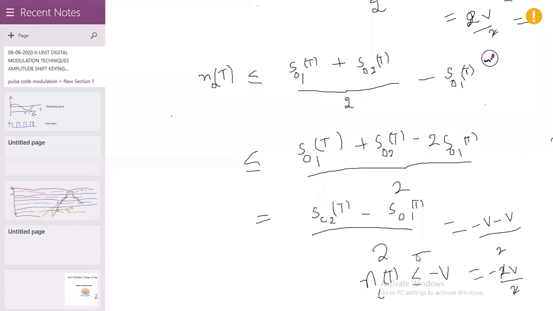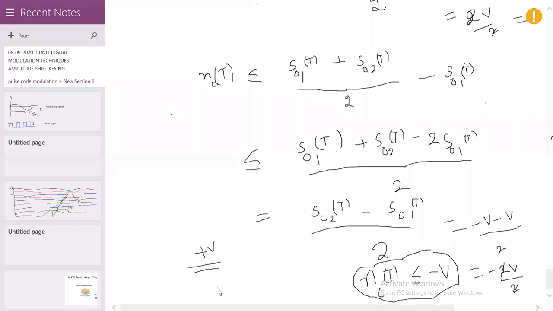I think there is an error, probability of error. That means here we transmitted plus V volts and an error occurred at the output. At that time the noise signal is along with that signal. That magnitude of that noise is N naught of t less than or equal to minus V. Like that here we can optimize that one.